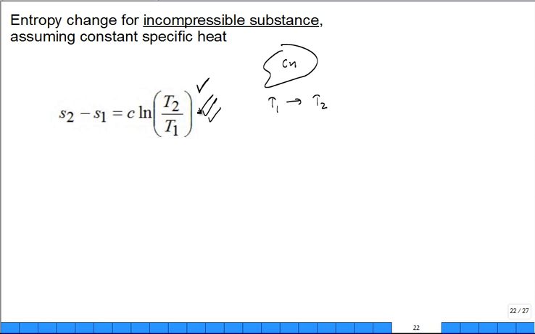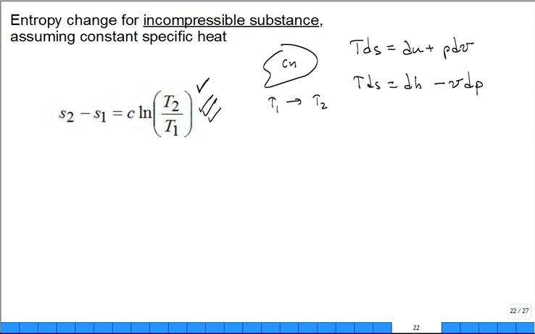Well, you can use a couple ways. Let's do it this way. Take a look at both of your TdS equations. TdS is equal to du plus PdV, as well as TdS is equal to dH minus VdP. True?